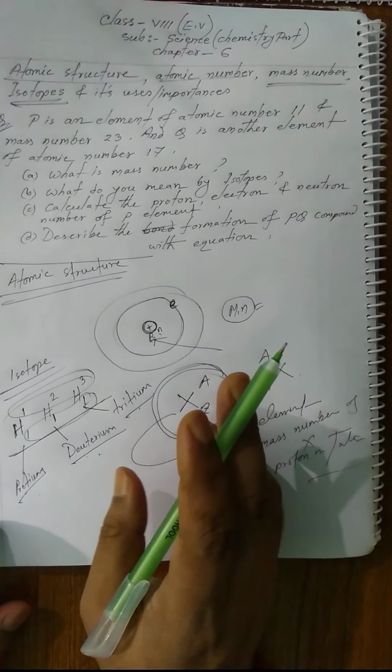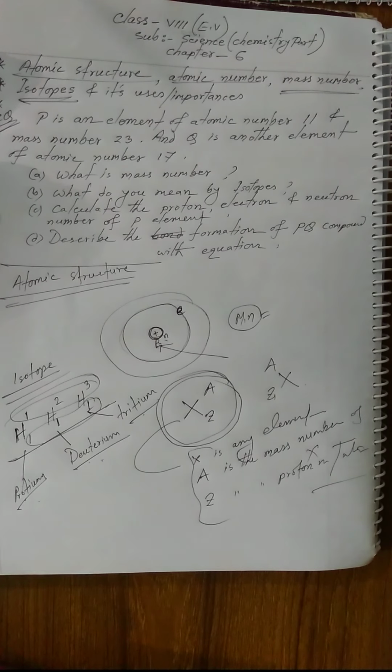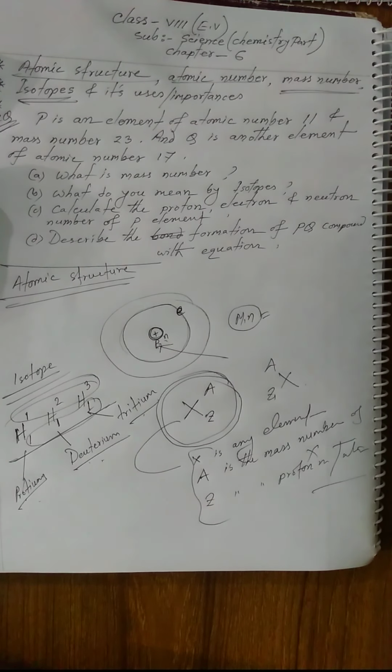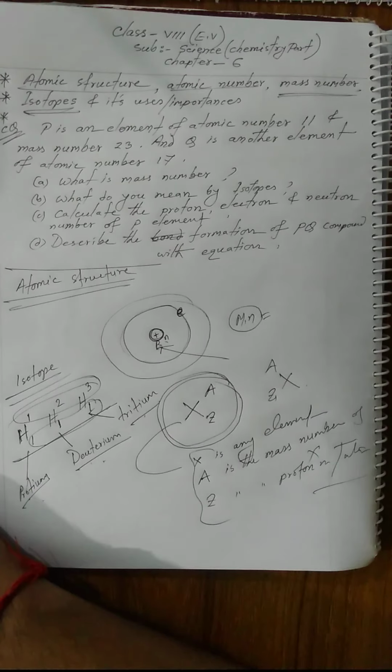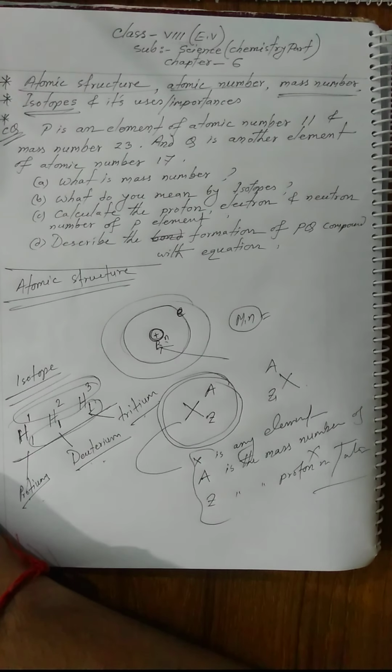Now the creative question states that P is an element of atomic number 11 and mass number 23, and Q is another element of atomic number 17. What is mass number? Mass number is the summation of proton and neutron number. Next, what do you mean by isotopes? The atoms of an element that have the same atomic number but different mass number are known as isotopes.